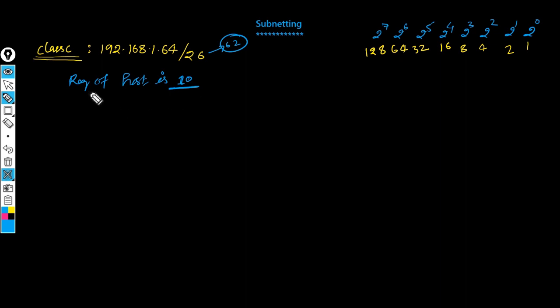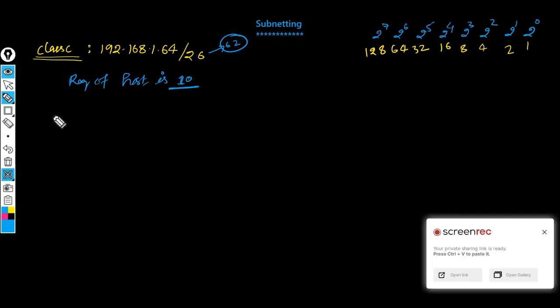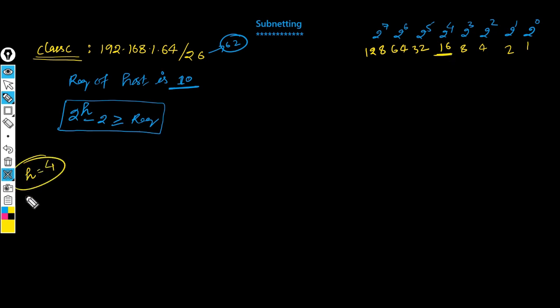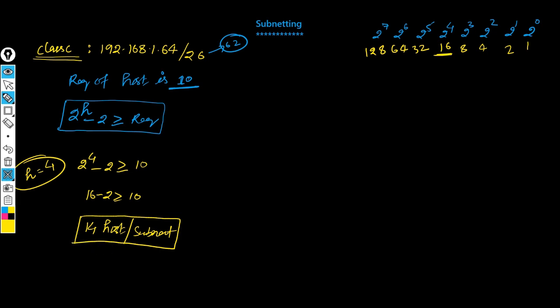To perform this, we'll use the same formula again: 2 power h minus 2 greater than or equal to the requirement. This is the formula to be followed here. So find the h value first. 2 power h has to be greater than or equal to this requirement. In this case, 16 is going to meet it, which means h is equal to 4. So 2 power 4 minus 2 greater than or equal to the requirement of 10. It's going to be 16 minus 2, which is 14 hosts per subnet. You will be getting 14 hosts per subnet here.